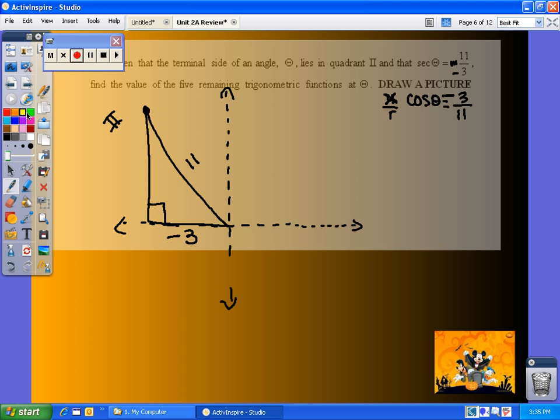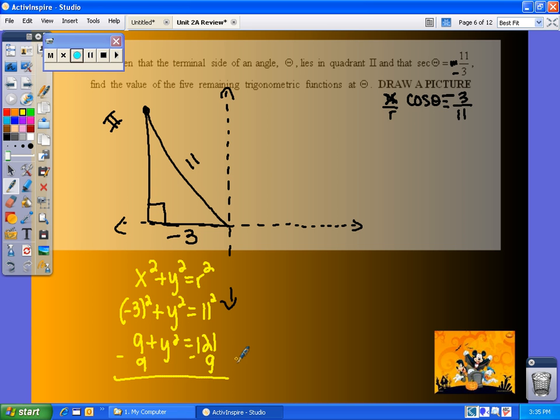Okay, so we're going to do Pythagorean theorem, but instead we're going to use the x squared plus y squared formula. So x is equal to negative 3, so 9 plus y squared equals 11 squared, which is 121. y squared equals 121 minus 9, which is 112. Square root. y equals the square root of 112.